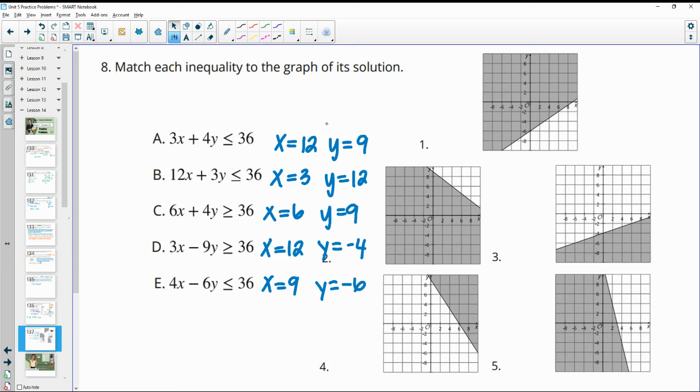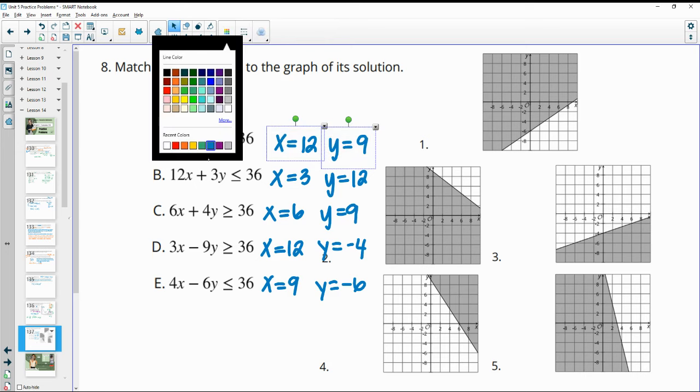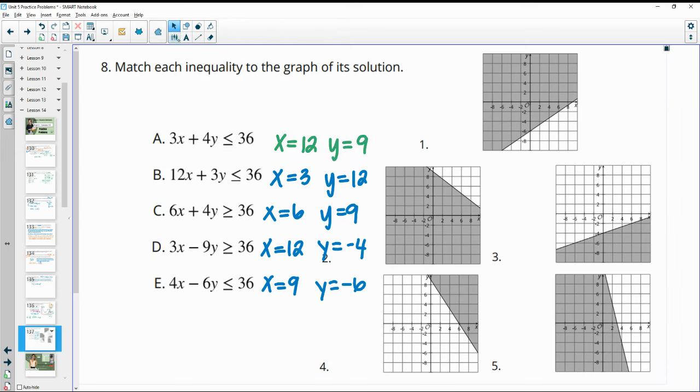So let's go ahead and look for this one. And let me just change the color here so that we can identify it over on the graph. So we want to look for where X equals 12, which goes off the graph, and where Y equals 9. So let's look for Y equals 9 first. So we have a 9 here and we have a 9 here, and that's it. So which one of these is going to cross at X equals 12? Well, this one crosses at 6, so that's not right. So this one's going to cross out here at 12. So A goes with number, and this is kind of hard to see, but this is number 2. I covered it up with my writing here, but this is graph number 2.